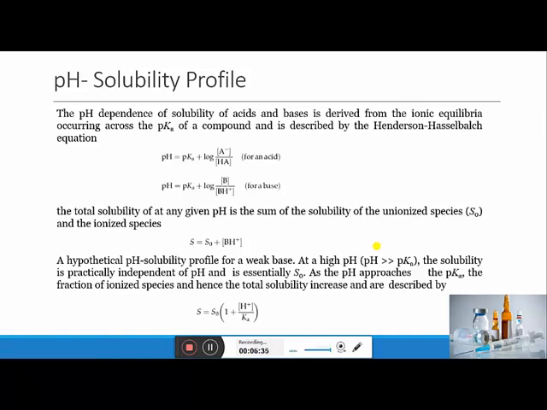Because solubility of the drug is mainly because of the unionized species, and when pH is far greater than pK, in that case the weak base will mostly remain in the form of unionized species. So their solubility will be expressed in terms of solubility of unionized species. And as pH approaches the pK, the fraction of ionized species and unionized species become equal, or 50%. So that leads to an increase in solubility.